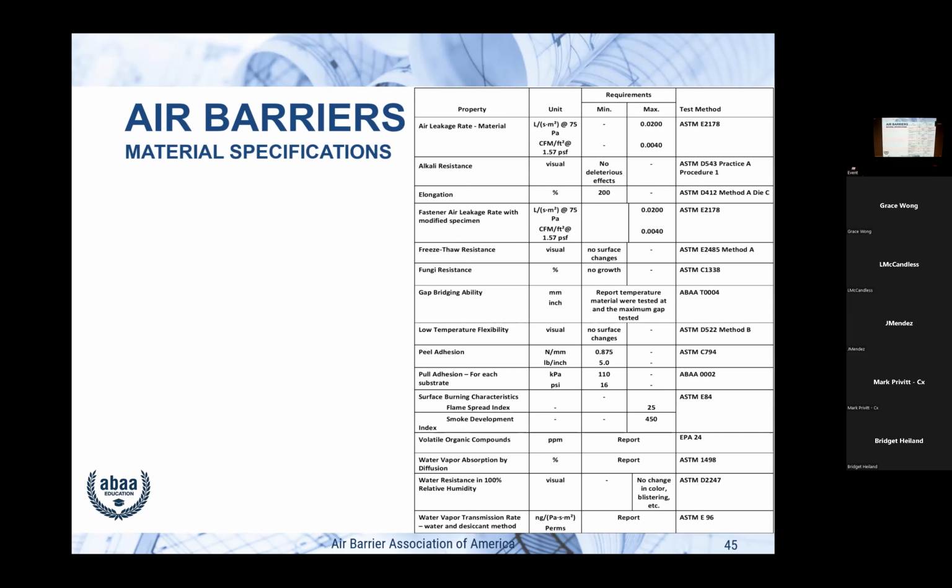So the first one is air leakage rate of the material. Makes sense? Okay, we talked about the air leakage rate or the permeability of material. And we also have, it's going to be the fourth one, fastener air leakage rate with modified specimen. We have actually just finished through the research committee developing a standalone test for the air leakage rate of fasteners. And it's finished with the research committee. It's got to go to the board for final approval. And it saves a lot of wording within the material specification. And we have labs that are already being accredited to conduct those types of tests.